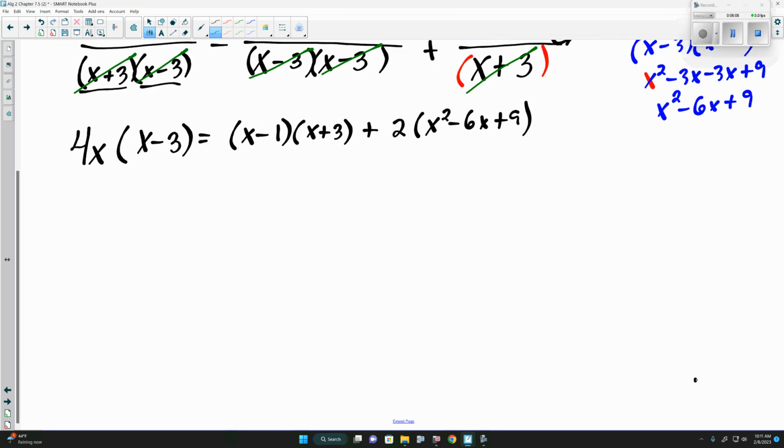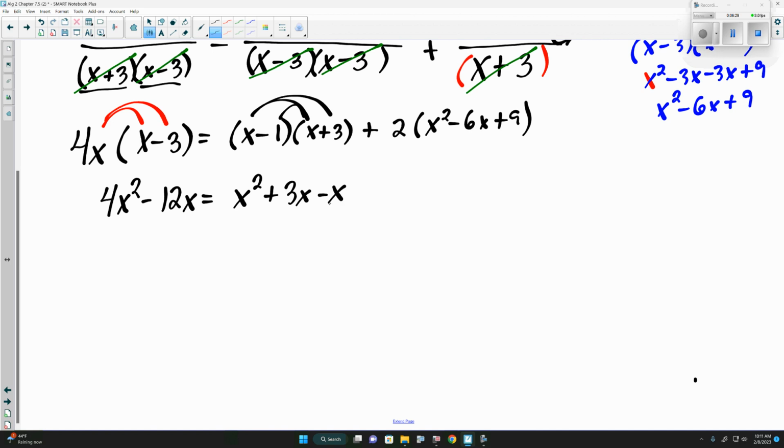Now at this point, we do need to distribute and simplify. On the far left side, we're going to distribute the 4x. 4x times x is 4x squared. 4x times negative 3 is negative 12x, is equal to. In the middle, we'll distribute: x times x is x squared, x times 3 is plus 3x, negative 1 times x is negative x, and negative 1 times 3 is negative 3. And in the last set of parentheses, we'll distribute the 2. 2 times x squared is 2x squared, 2 times negative 6 is negative 12x, and 2 times 9 is plus 18.